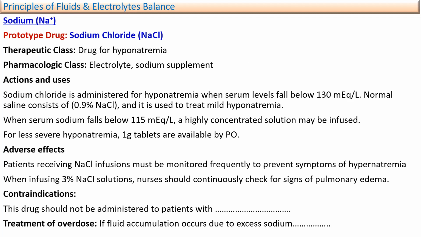Sodium chloride is usually administered or prescribed for hyponatremia as an electrolyte. When the serum sodium falls below 115, a highly concentrated solution may be infused. So with a sodium level less than 115, we have to administer a highly concentrated sodium chloride solution, like 9% sodium chloride.